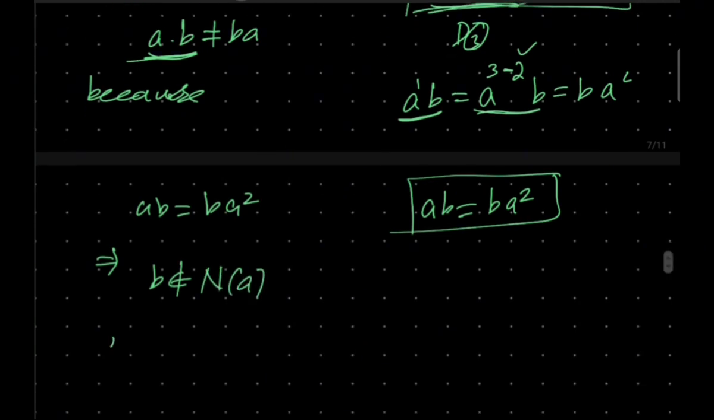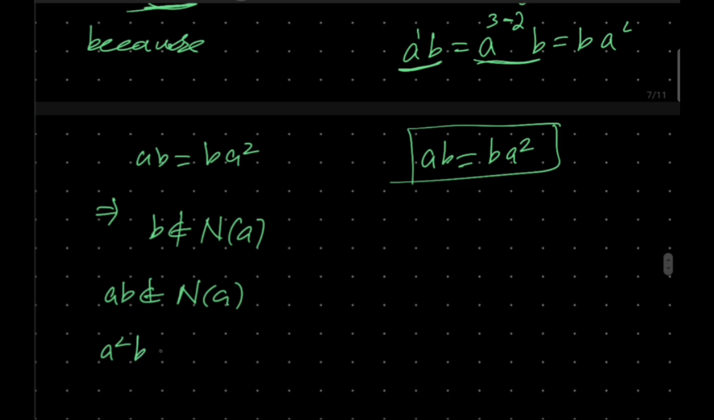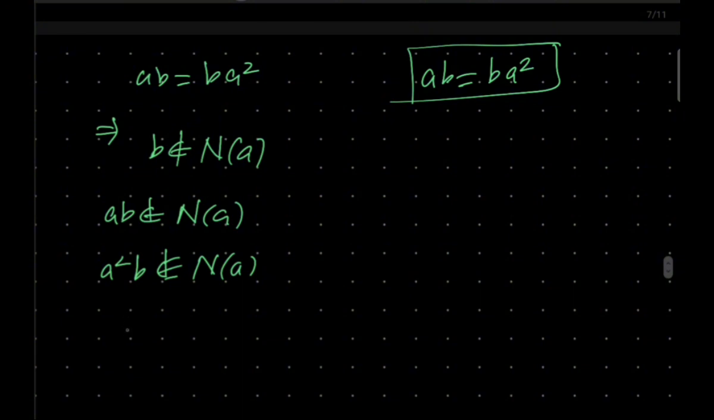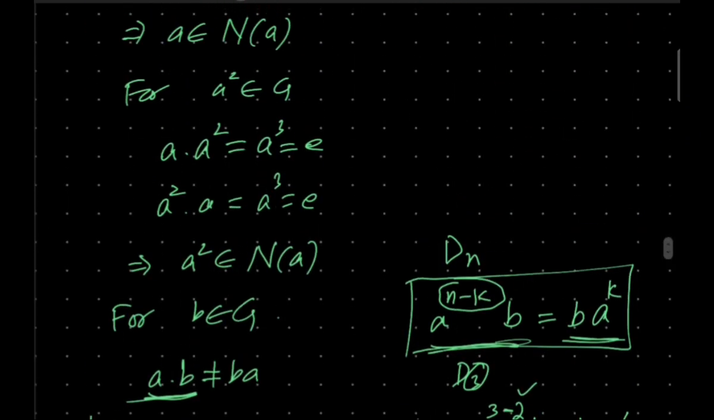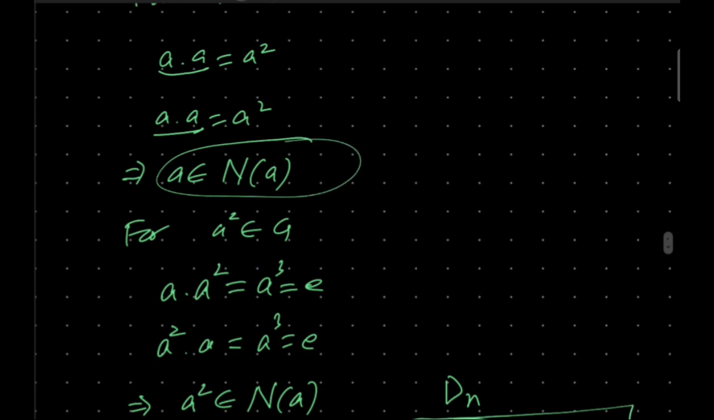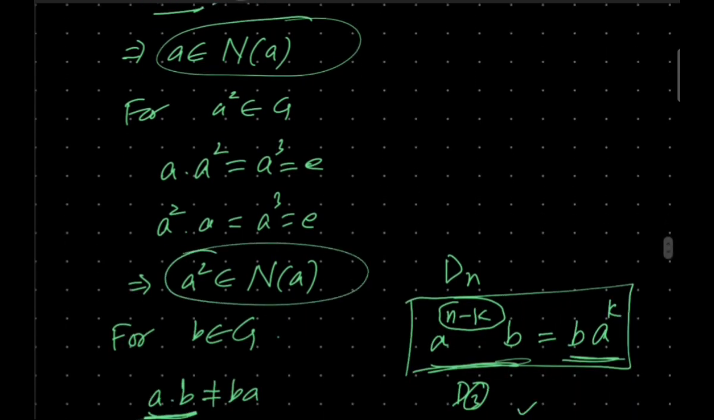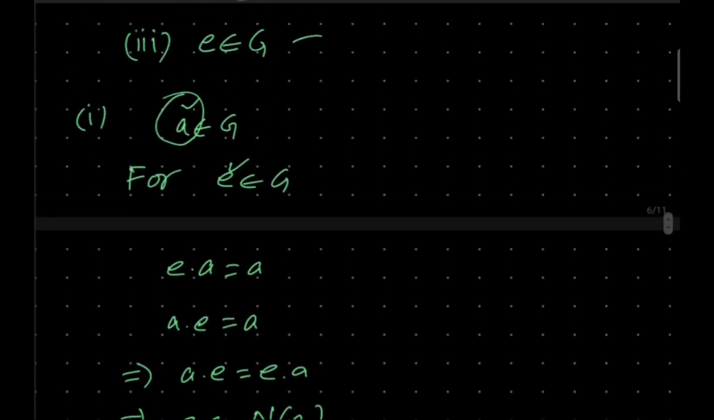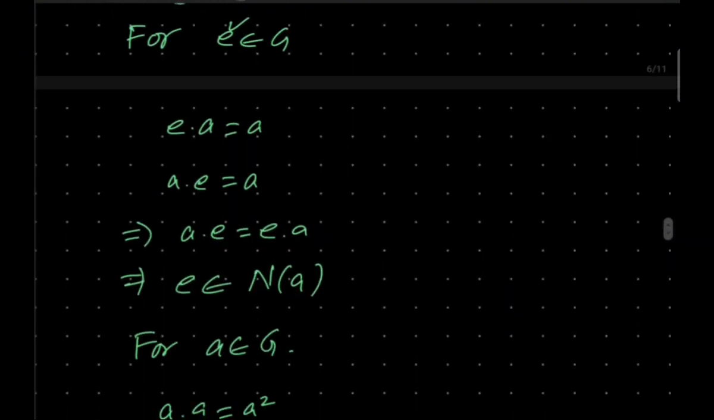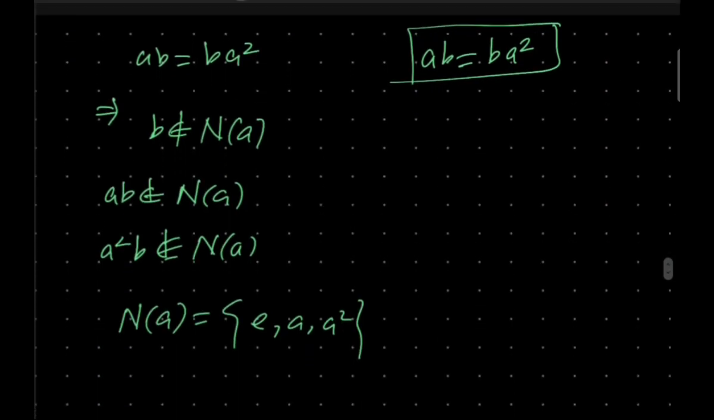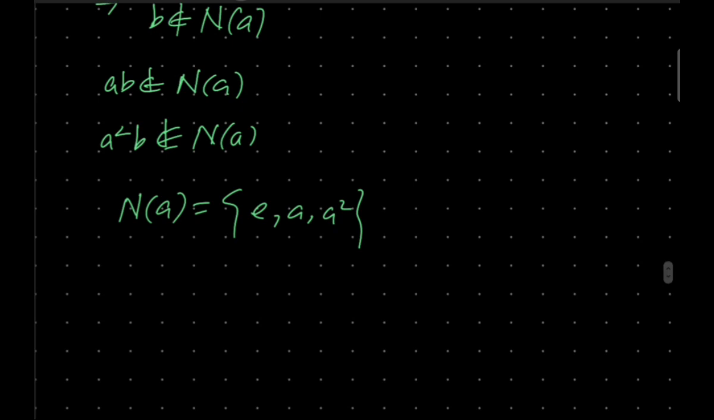Similarly, you can check that AB is not in the normalizer of A. Similarly, you can check that A square B is not in the normalizer of A. So the normalizer of A is E, A, A square, because you can see here A belongs to the normalizer, A square belongs to the normalizer, and E belongs to the normalizer. So these three elements are in the normalizer of A. So we have done the first part of this example.